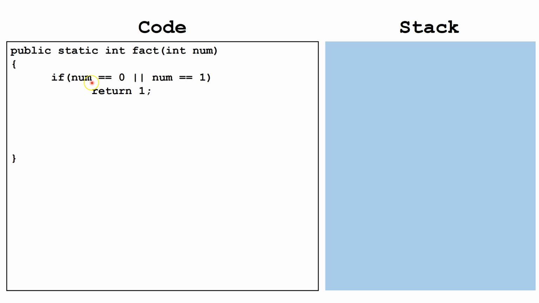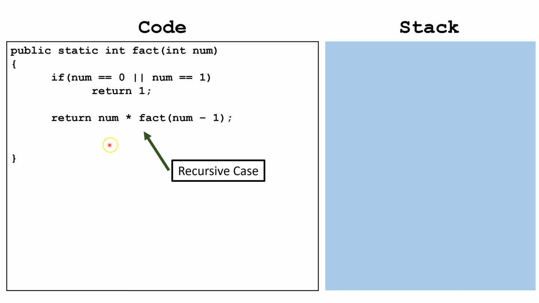Let's write out some code to solve this recursively in Java. First, we're making a method, fact, that takes in an integer parameter. Here's our base case. If the num is 0 or 1, we return 1, since 0 factorial or 1 factorial is 1. And this is our base case because it does not call itself. Next, we have our recursive case, where we multiply the number times the factorial of 1 less than the current number. This is our recursive case because we are calling the same method again, but passing it a smaller problem this time.